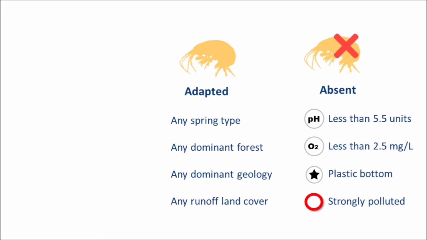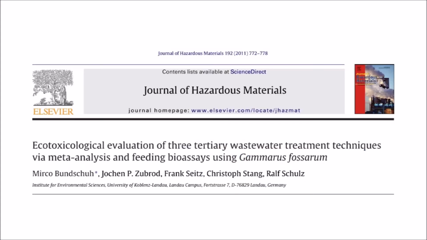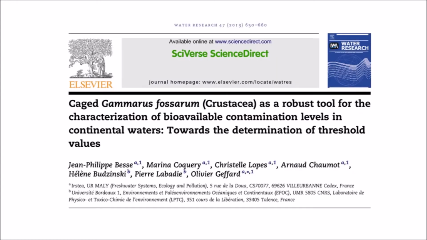Some applications have been used already. Researchers in Germany, for example, have tested with live Gammarus the efficiency to remove micropollutants in a tertiary wastewater treatment. Other researchers in France have installed cages with Gammarus in natural streams to assess contamination trend in the Alps.